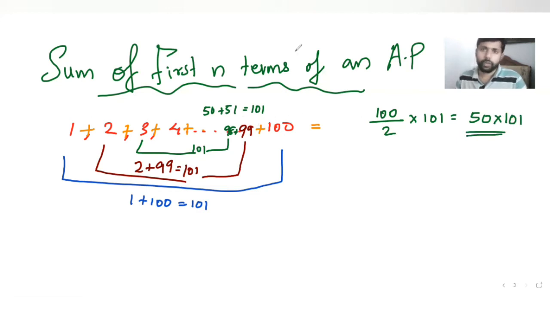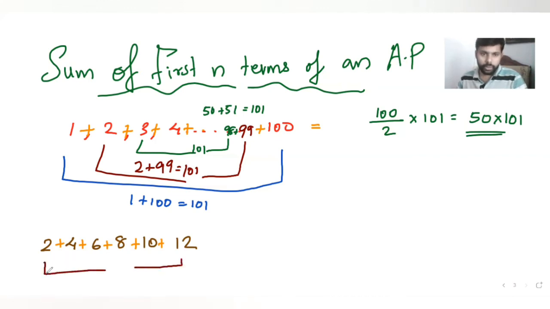This will happen for any arithmetic progression. Let's take another example: 2, 4, 6, 8, 10, 12. This is also an arithmetic progression, and a finite one, with a finite number of terms. Let's try to add all these numbers. Instead of adding them all, we can take the sum of the first term and the last term. The first term is 2 and the last term is 12.